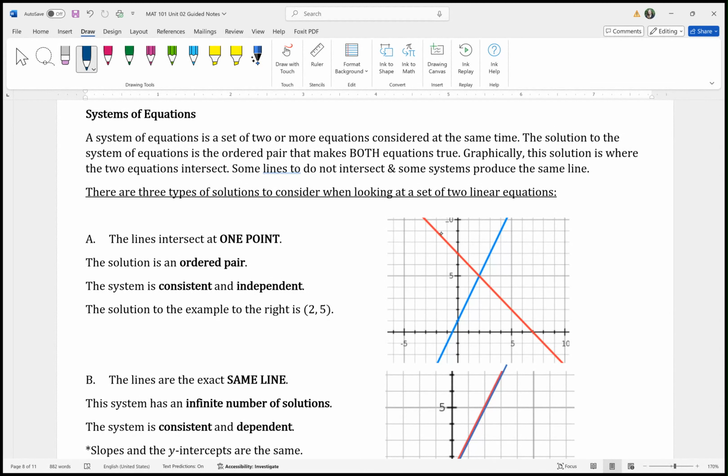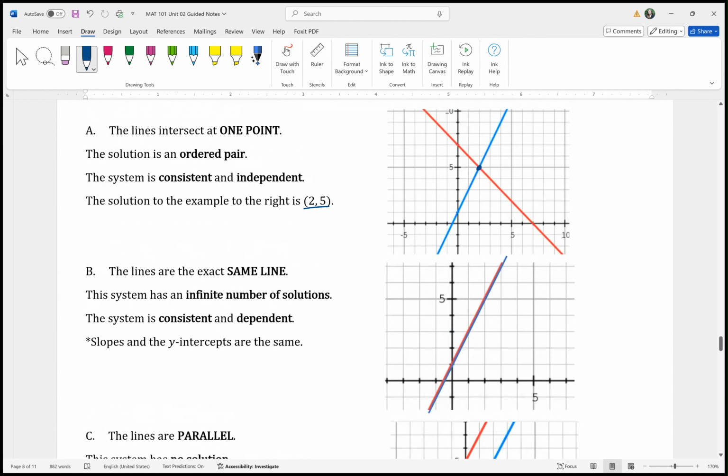So instead of like when we solve equations, we usually get like one answer, like x equals 3 or something like that. But when we are looking at solutions to a system of equations, we are looking at ordered pairs. So in this case, this point right here, the point (2, 5), is the solution to this system. That means that this system is consistent and independent. Okay, one solution means that. All right, let's look at the next possibility.